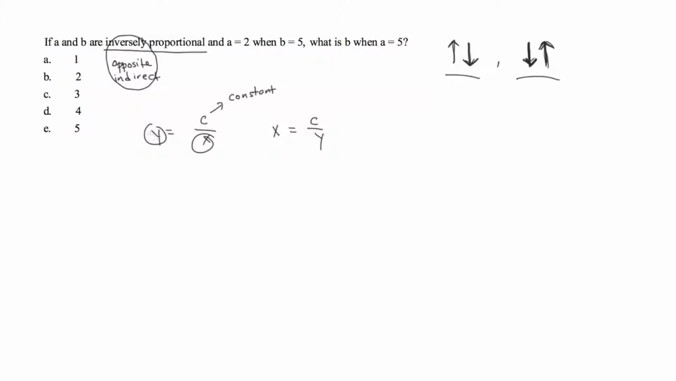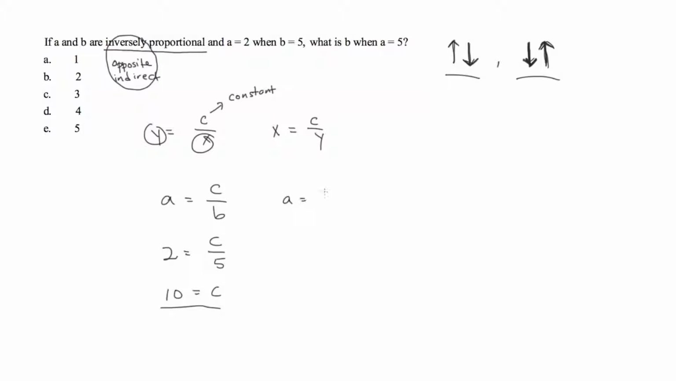So what we have here is a and b are inversely proportional. So we can switch out this y and x for a and b. And we have when a is equal to 2, b is equal to 5. So if we multiply 5 on both sides, we get our constant c is equal to 10. Next it says, what is b when a is equal to 5?